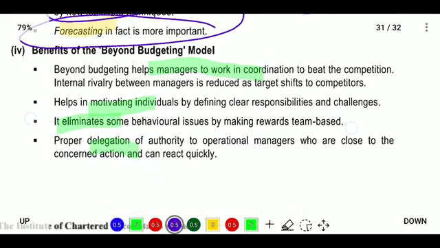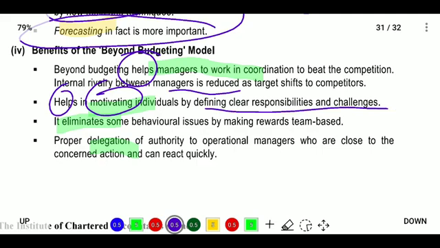What are the benefits? Beyond budgeting helps managers work in coordination to beat the competition. Internal rivalry between managers is reduced as the target shifts to competitors. Next, it helps in motivating individuals by defining clear responsibilities and challenges.